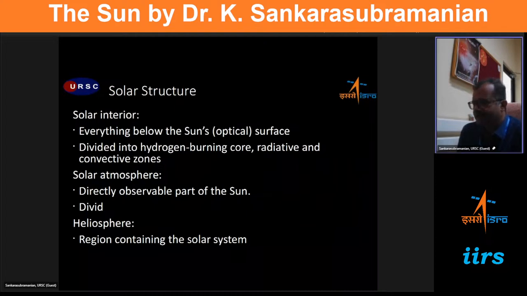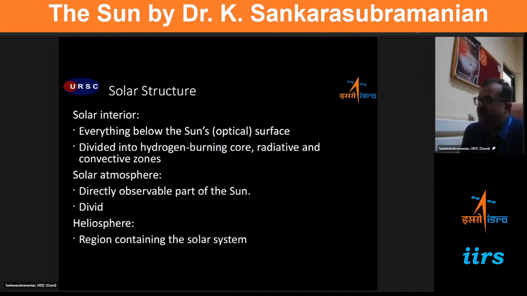And then the solar atmosphere, the directly observable part of the sun. It is divided into 3 zones: photosphere, chromosphere, and corona. And we also talked about the heliosphere, which is the region containing the solar system. Anything above the corona and contained within the solar system, we call the heliosphere.